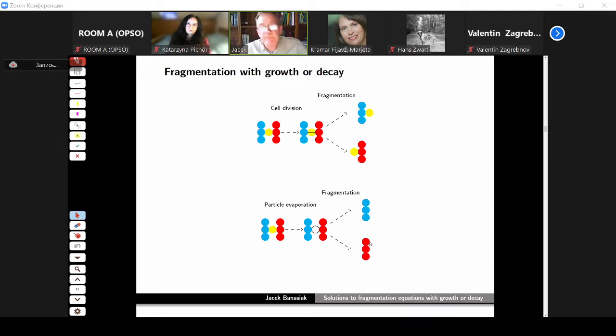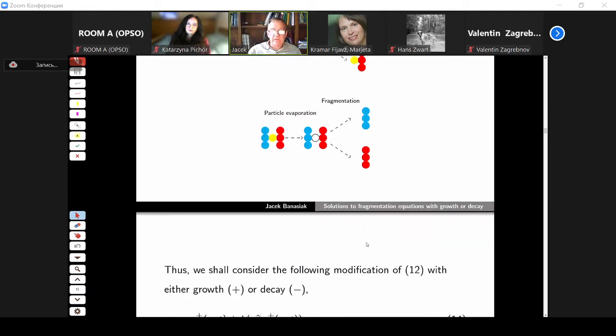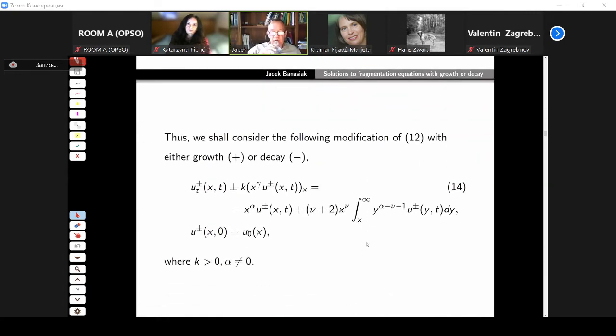If you want to write down the equation for this system, we'll see an equation which is very similar to what we have seen a few times before. So essentially, in the second line of this equation, we have what we had before. So this is the fragmentation term. But here we have plus or minus a first order term, which describes either the growth of clusters, in the case when we have plus here, or the decay of clusters if we have minus. I think that in the talk of Marta Tyran-Kamińska today, we had terms of this type. So mathematically, all these equations are relatively close to each other.